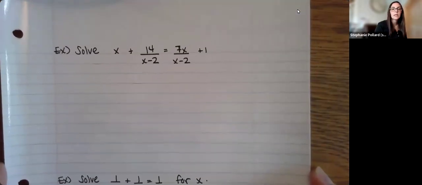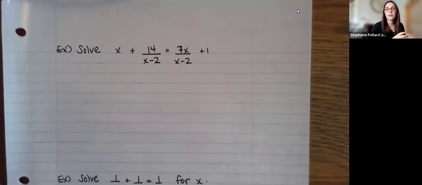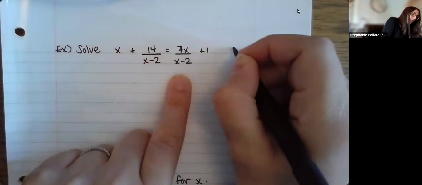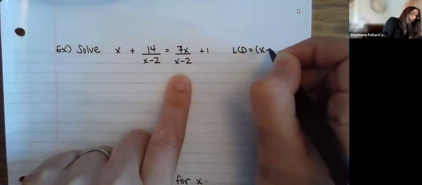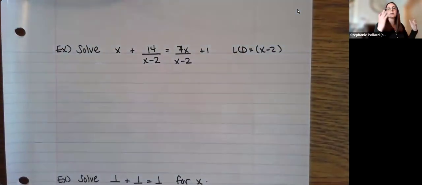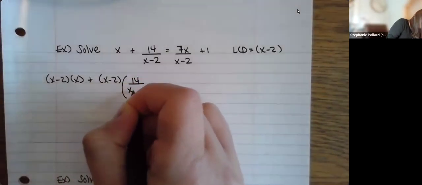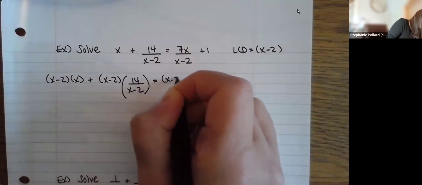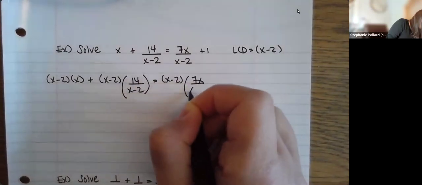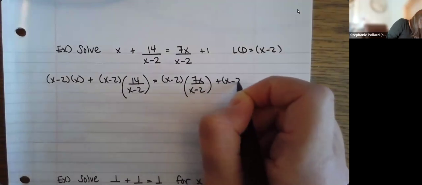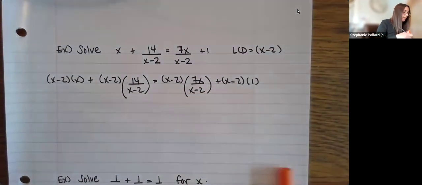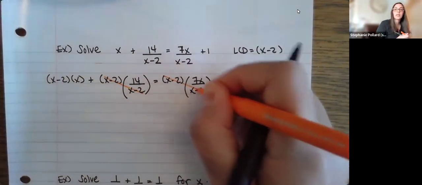Okay, let's do another one. Again, this one is kind of nice where the denominator is pre-factored. There's nothing I have to do here. And I have the same denominator in both cases, so my LCD will just be x minus 2. And I'm going to just multiply everything through by x minus 2. So each of those terms I'm multiplying through. And I do see that my denominators are going to cancel.